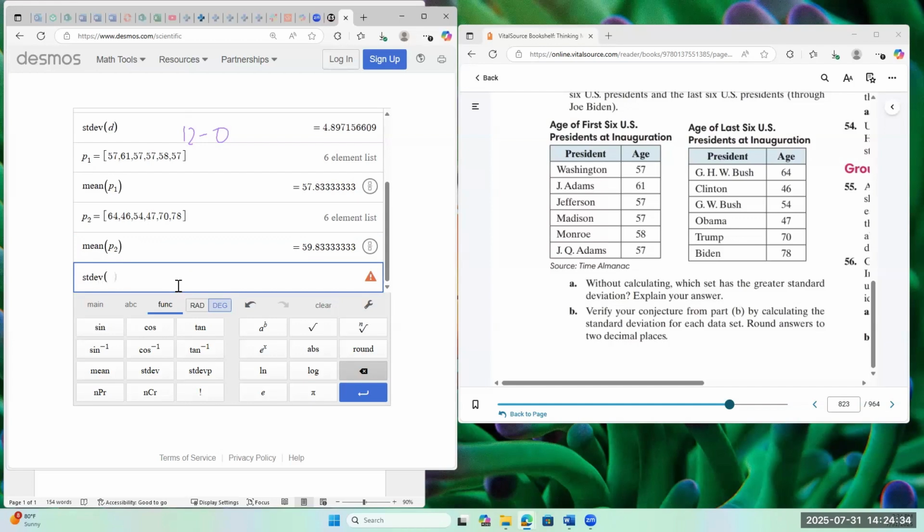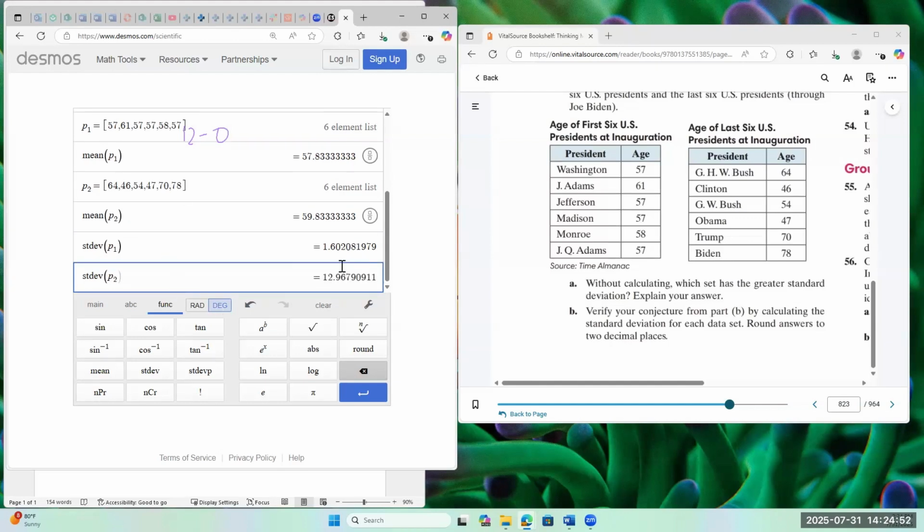The standard deviation for the first one is only 1.6 years. So on average, most of the first 6 presidents were within a couple of years of age 57 when they were inaugurated. Whereas on average, the last 6 presidents have been within 12 years of that middle age of 50, 60. So you can see much more deviation there.